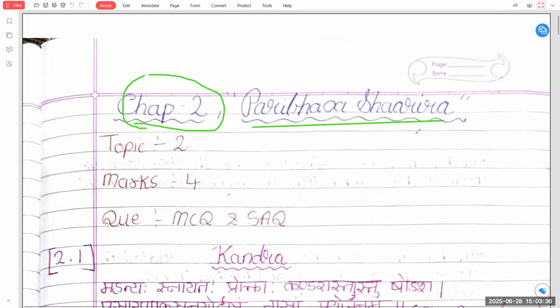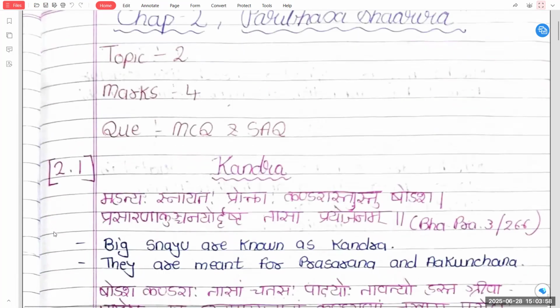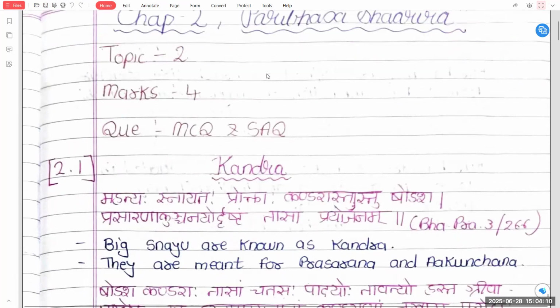Let's start today's topic, Paribhasha Sharir, the second chapter. Basically, from this chapter, only MCQs and SAQs are asked. Okay? No long answer, 10 marker questions will be asked from this chapter. Got it? First, we are going to start with the definitions of different terminologies. Paribhasha means the definition, and Sharir means the knowledge of Sharir, as we had seen in the first chapter. So, in this chapter, we are going to learn the definitions related to the Sharir.